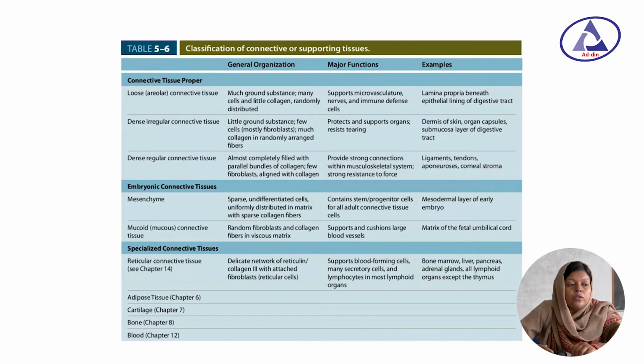So we want to know about the characteristics of this connective tissue, its location, and why we need it. First one is the loose connective tissue. The term loose means areolar. In the loose connective tissue, there is much more ground substance than fiber and cells. Its major function is supporting microvasculature, nerves, and immune defense. The lamina propria beneath the epithelial lining of the digestive tract is one of the important examples of loose connective tissue.